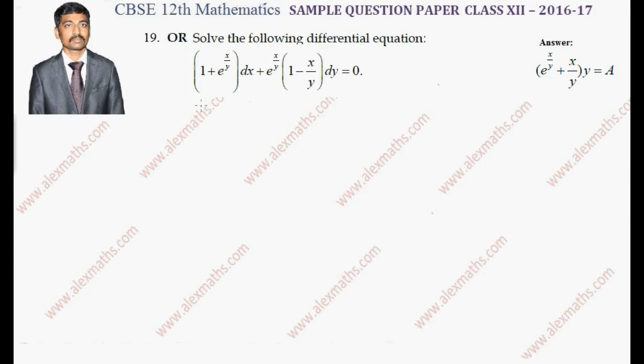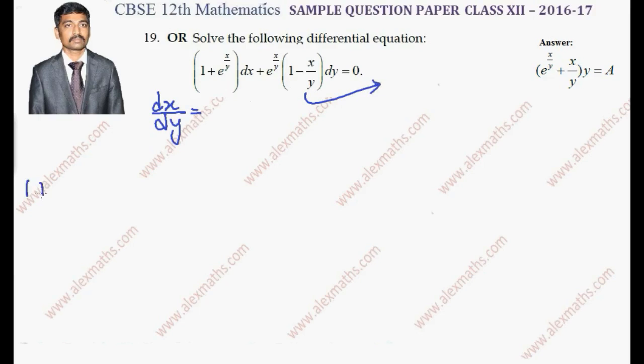Solve the following differential equation: (1 + e^(x/y)) dx + e^(x/y) (1 − x/y) dy = 0. First, let's write this equation in the form of dx/dy equal to the rest of the terms. So for that, this second term should be carried to the other side.